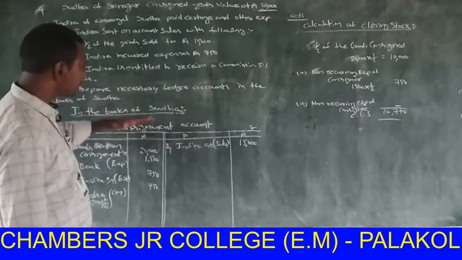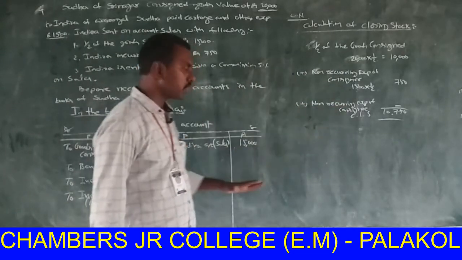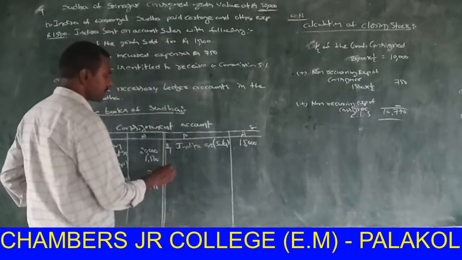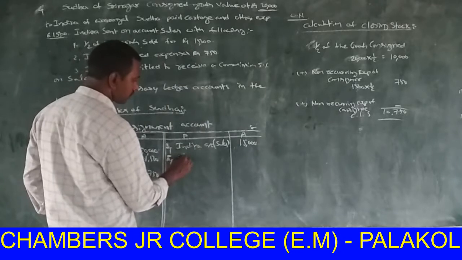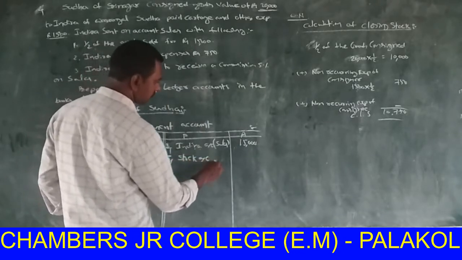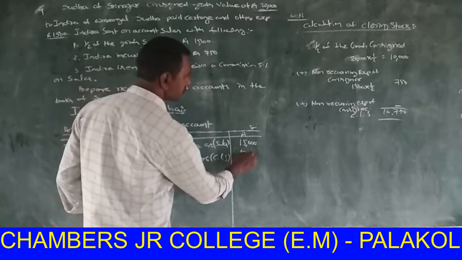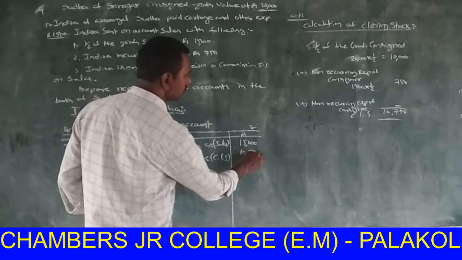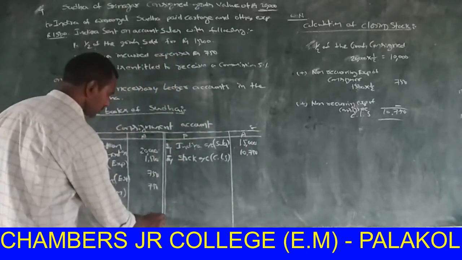Closing stock. In the consignment account, the stock on consignment is shown on the credit side, by consignment stock account or closing stock, 10,750. That is 10,750.